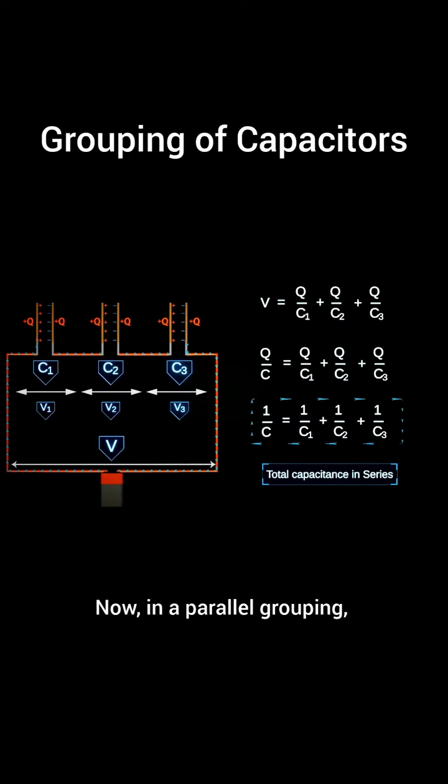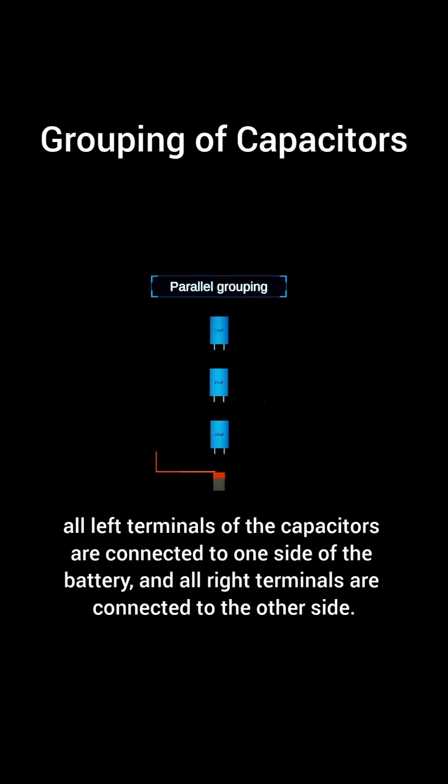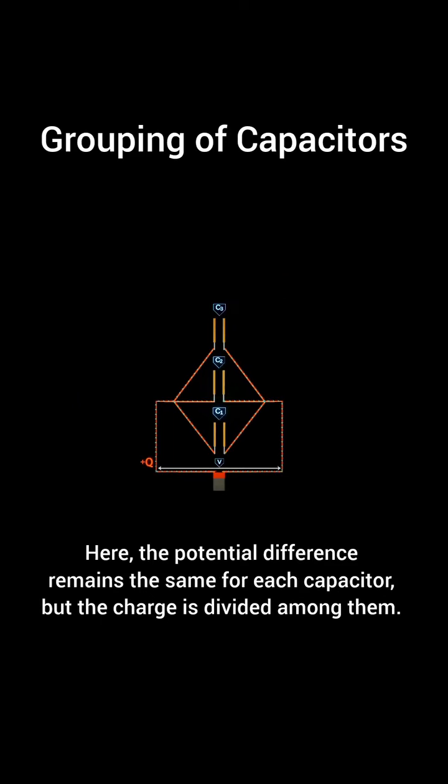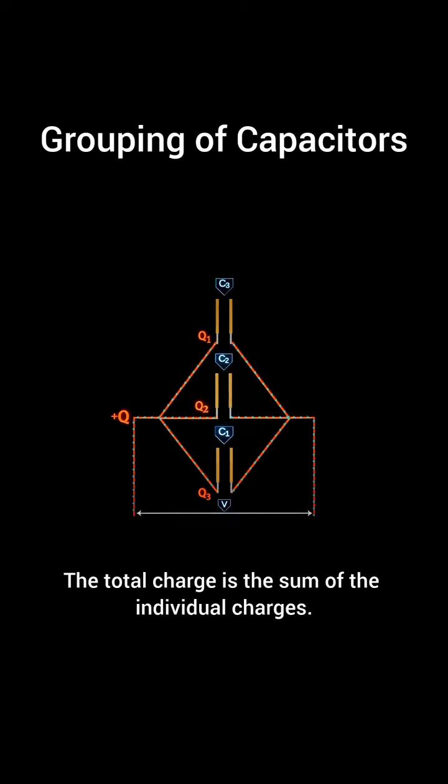Now, in a parallel grouping, all left terminals of the capacitors are connected to one side of the battery, and all right terminals are connected to the other side. Here, the potential difference remains the same for each capacitor, but the charge is divided among them. The total charge is the sum of the individual charges.